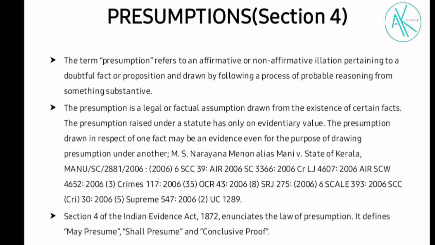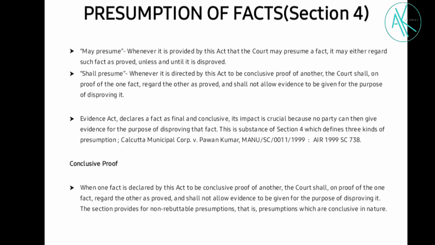Section 4 of the Evidence Act, 1872 enunciates the law of presumption. It defines may presume, shall presume, and conclusive proof. May presume means whenever it is provided by this Act that the court may presume a fact, it may either regard such fact as proved unless and until it is disproved.